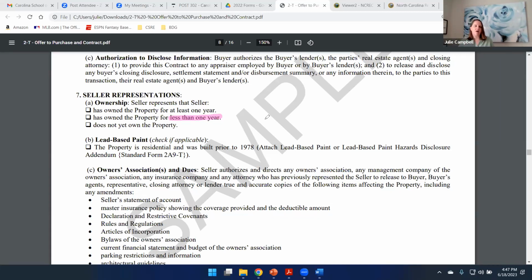The other thing, does not yet own the property. I feel like attorneys are going to be involved if you're trying to contract to sell something that you don't own yet.